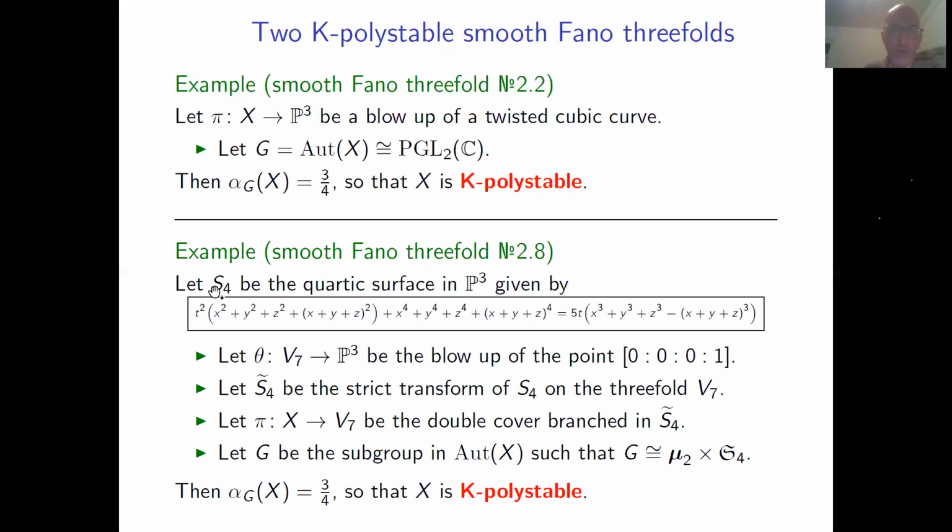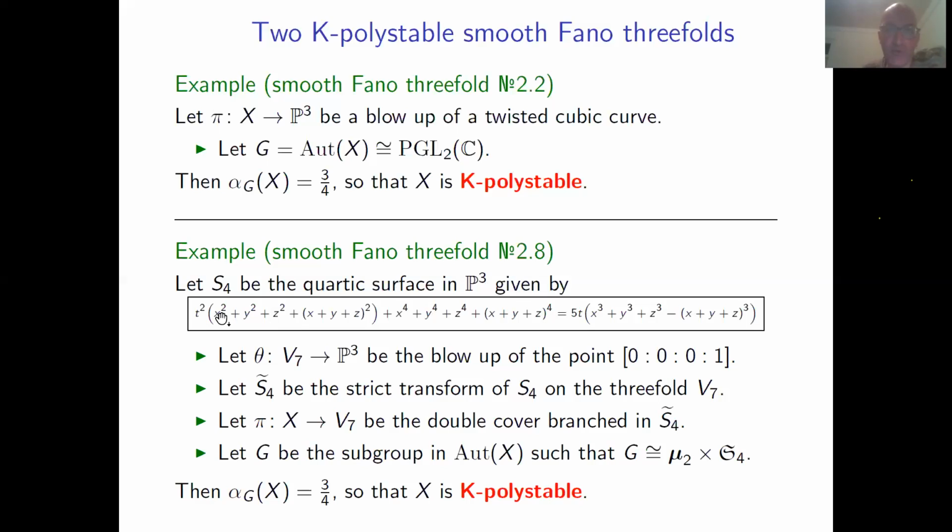Another example is more sophisticated, but we tried to deal with this case using other methods, and we failed. So you take a quartic surface in P3, given by a very strange equation, but I will explain what this strange equation means.